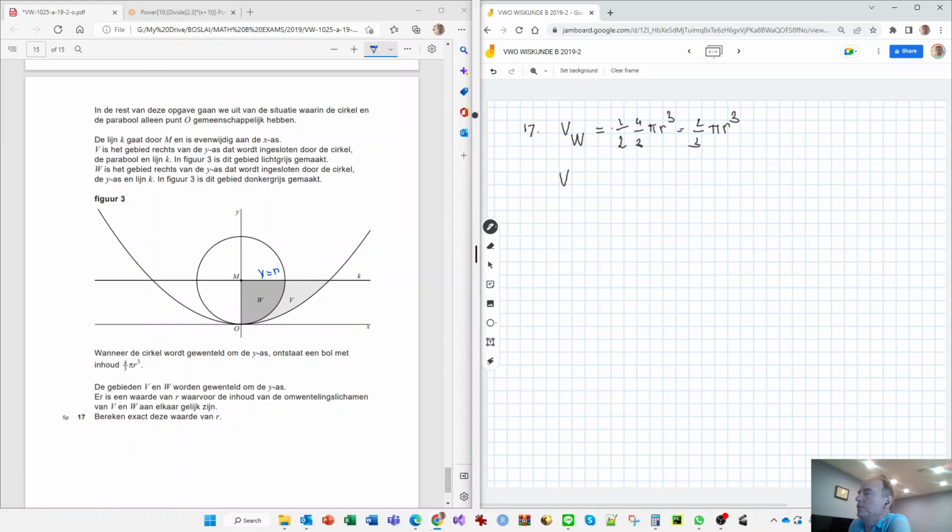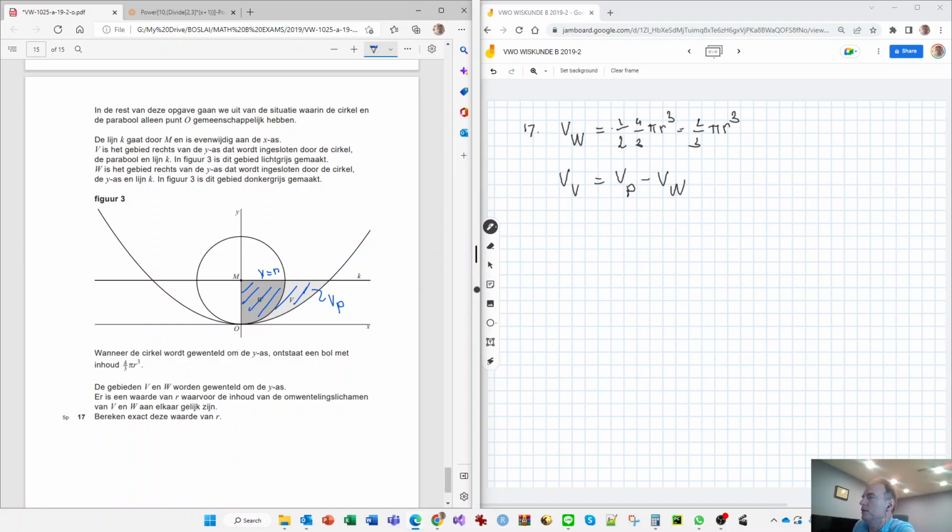And what about the volume of V? Well, that's the volume of the parabola being rotated minus the volume of that circle here. So this is the volume of the parabola, so Vp. And this we know already, so we just need to calculate Vp.